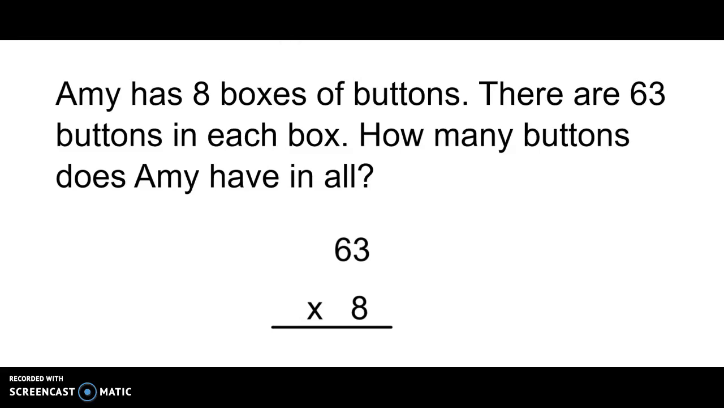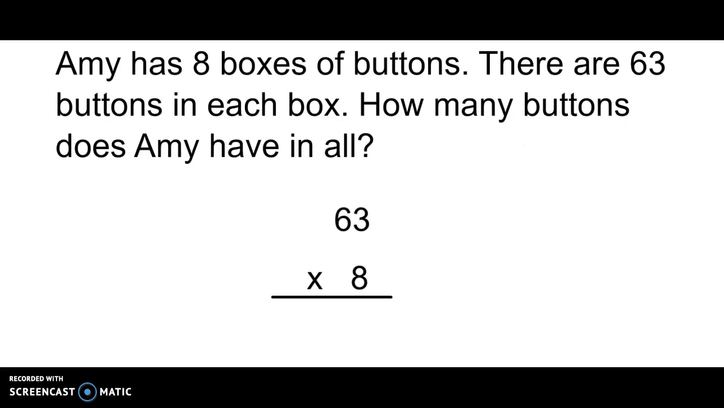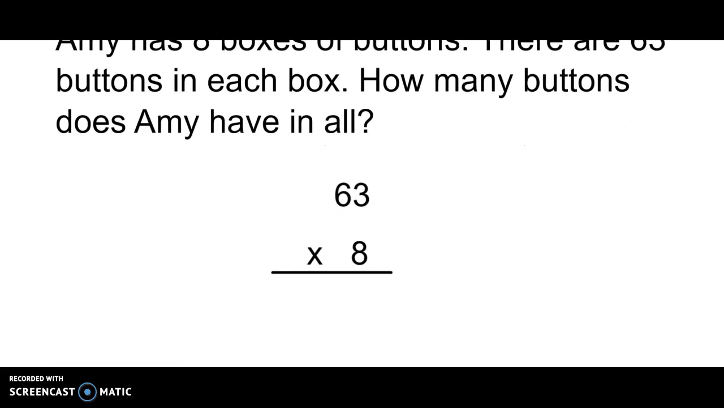Okay, so if Amy has 8 boxes of buttons and there are 63 buttons in each box, and we're trying to figure out how many she has in all, that's multiplication. So this is just a 2-digit by a 1-digit. Definitely review from 4th grade, but you're always going to start with whatever's in the ones place, and you're going to multiply times the ones and then the tens, and keep going for however many digits are up top. So in this case, 8 times 3 is 24, regroup the 2, and 8 times 6 is 48, plus 2 is 504. Now that was a pretty simple problem, so now I'm going to make it slightly more complicated.